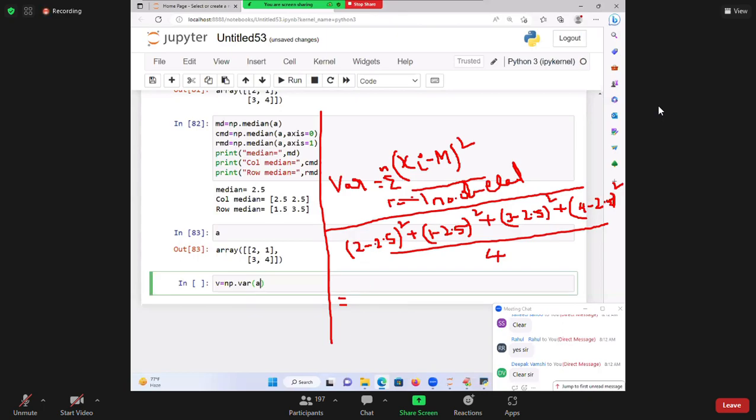2 minus 2.5 whole square means minus 0.5 whole square, minus 0.5 into minus 0.5, that is 0.25. Plus 1 minus 2.5 whole square, that is minus 1.5 whole square, minus 1.5 times minus 1.5, that is 2.25.